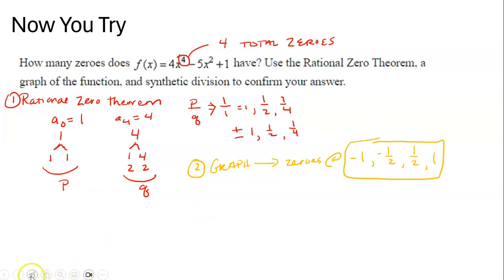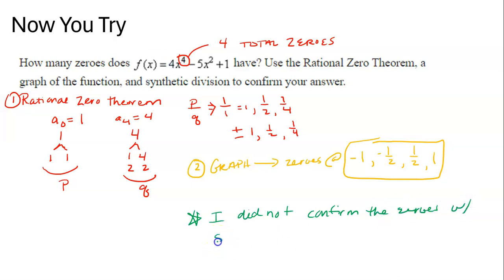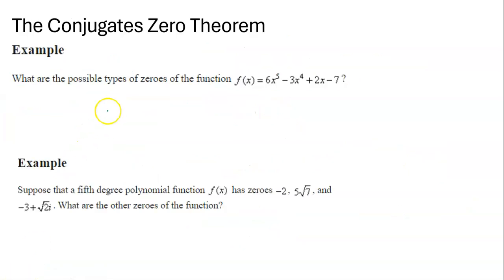I want to put a little disclaimer in here. I did not confirm these zeros with synthetic division because there's 4 of them. All right, conjugate zero theorem.